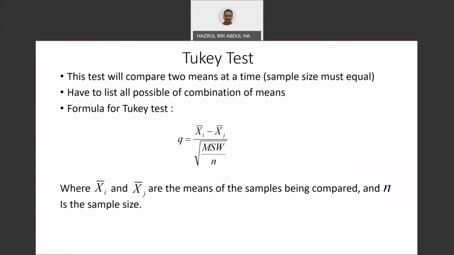You have to list all possible combinations of means, just like the Scheffé test, and this is the formula for the Tukey test. Q is equal to x bar i minus x bar j divided by the square root of MSW divided by n, where x bar i and x bar j are the means of the samples being compared, and n is the sample size. Since we have an equal sample size for each group, n is the sample size for each group.